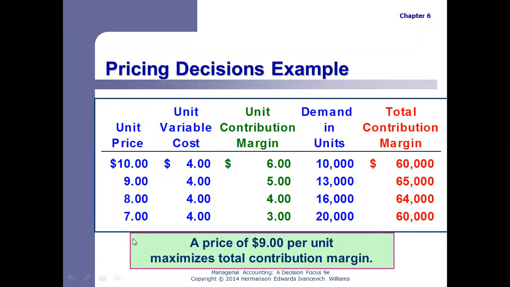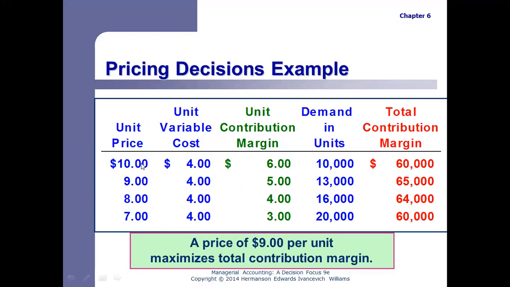And we're going to charge the price that results in the highest total contribution margin. Okay, so again, first step is to figure out what is the contribution margin per unit. And again, contribution margin is the selling price minus variable cost. And we're looking at this on a per unit basis first.